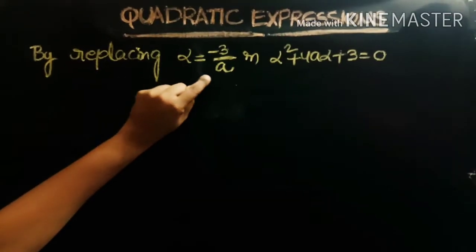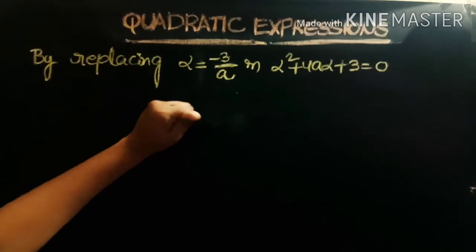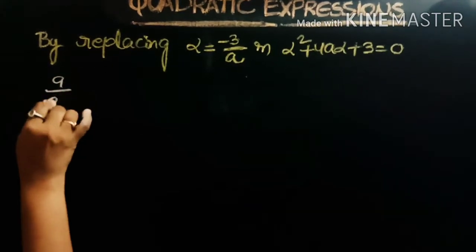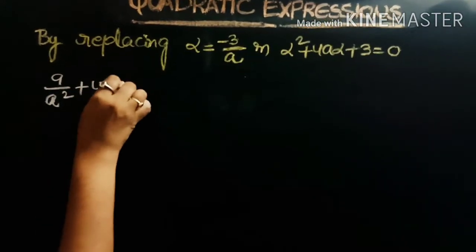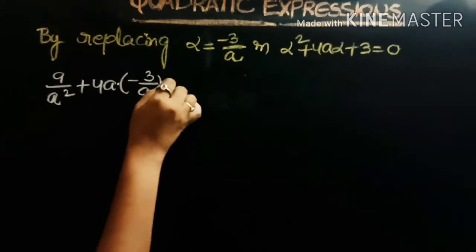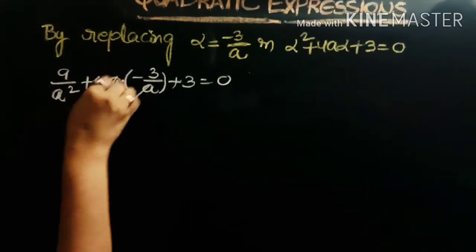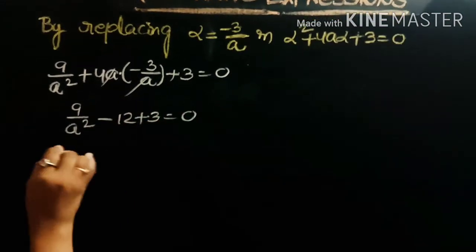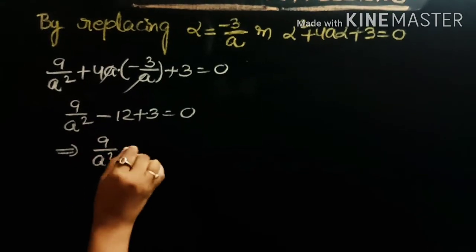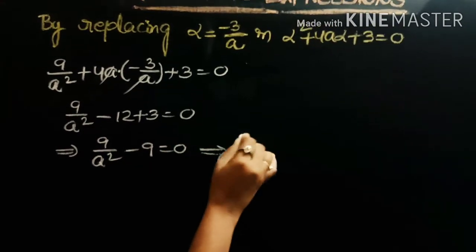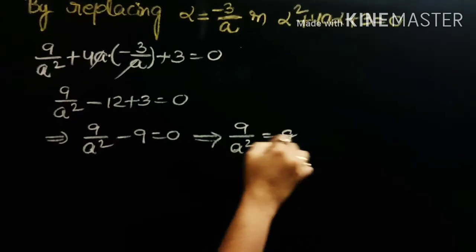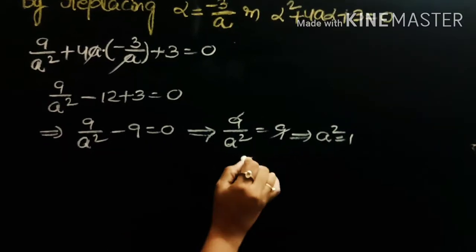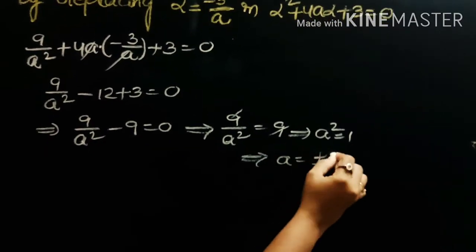Alpha is equal to minus 3 by a. In the equation alpha square plus 4a alpha plus 3 is equal to 0, we get (minus 3 by a) whole square, that is 9 by a square, plus 4a into alpha value minus 3 by a, plus 3 is equal to 0. That is 9 by a square minus 12 plus 3 equal to 0, which implies 9 by a square minus 9 equal to 0. That is 9 by a square is equal to 9. Then a square is equal to 1. Therefore, the value of a is equal to plus or minus 1.